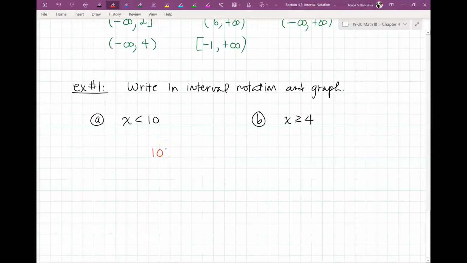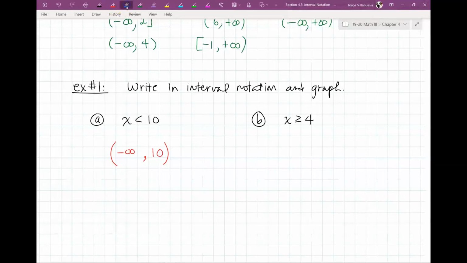Now notice it says less than, so I'm going to put a parenthesis. Well, how low can I go? Well, you can go as low as you want. So we're going to put negative infinity. And that's my interval notation for part A, because x can be any number less than 10. So 10 is the highest and any number below it. So we go to negative infinity, right? Saying as small as you want.